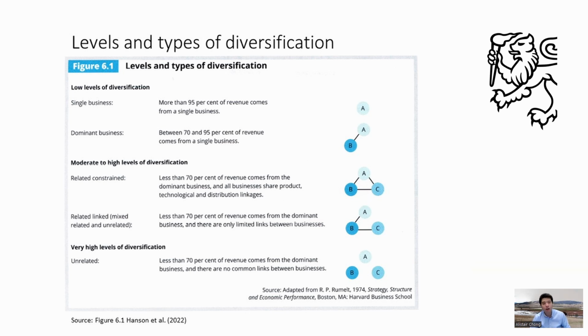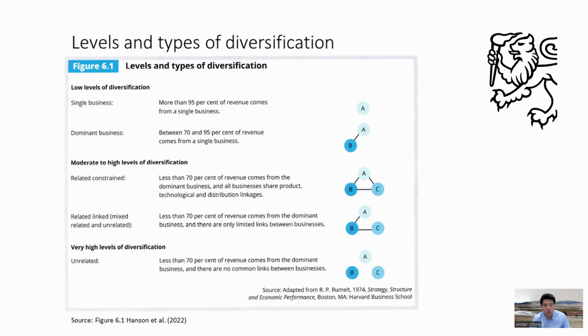However, in a related linked or mixed related and unrelated level of diversification, businesses often only have very limited links between them and don't often share different areas, whether they be primary or support activities.